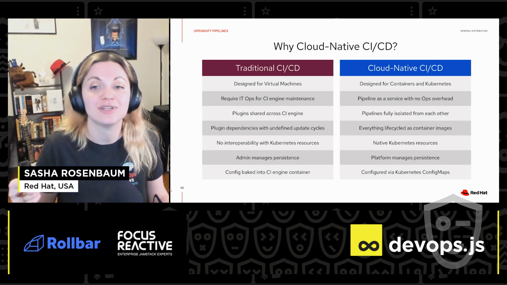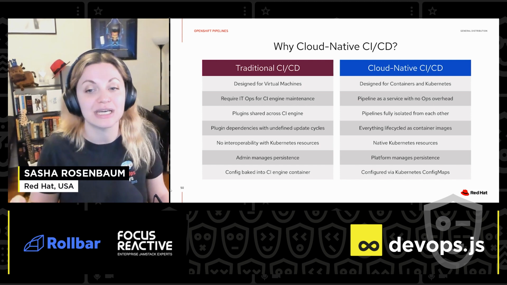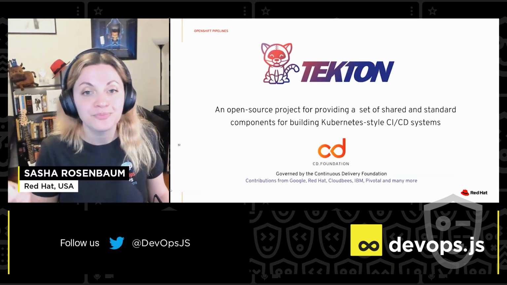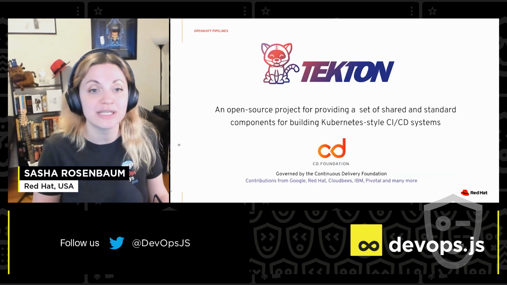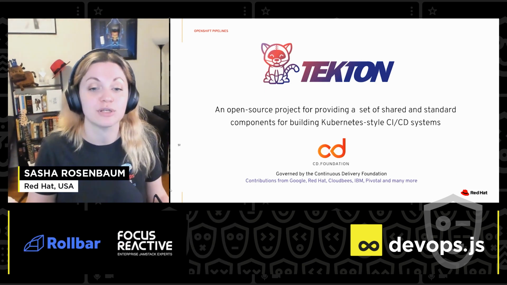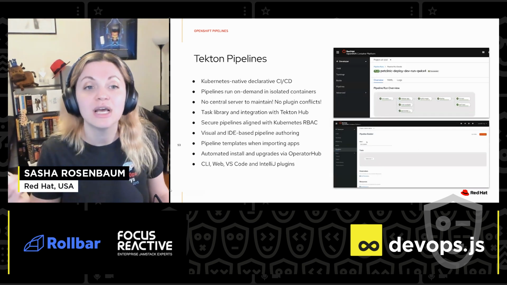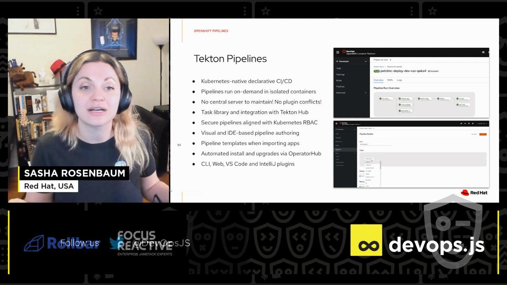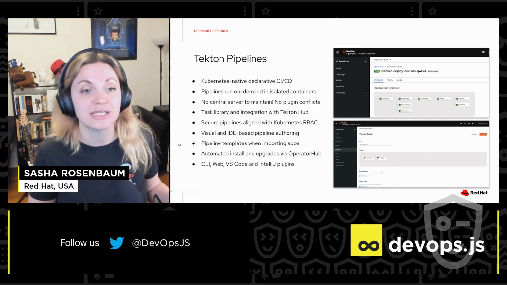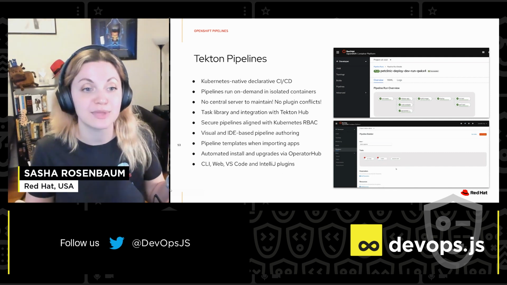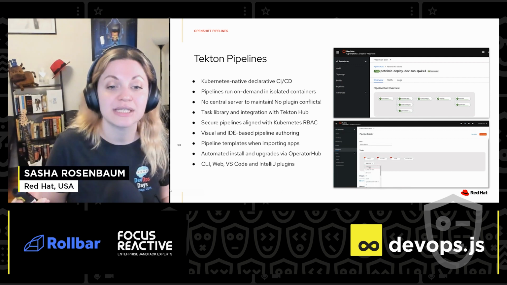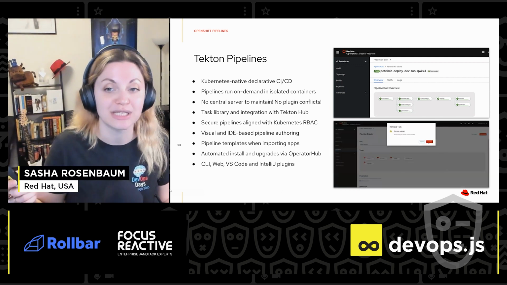So we are putting everything into containers. So pipelines actually run in containers, and it's native to Kubernetes. It's native to Kubernetes authentication and things like that. So one of the potential services, and the one that Red Hat is using, is Tekton. Tekton is an open source project supported by the Continuous Delivery Foundation. And it is basically declarative Kubernetes native CI/CD. The pipelines run on demand in isolated containers. You don't have to maintain a Jenkins server or something like that. And there is a task library that you can pull from. And again, it integrates with Kubernetes and has a bunch of different integrations with existing tools.